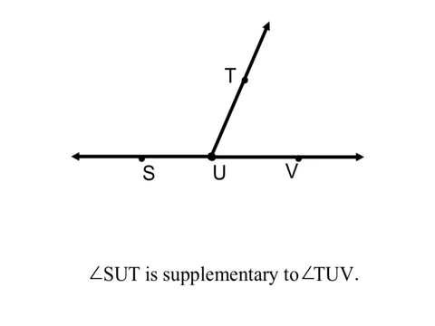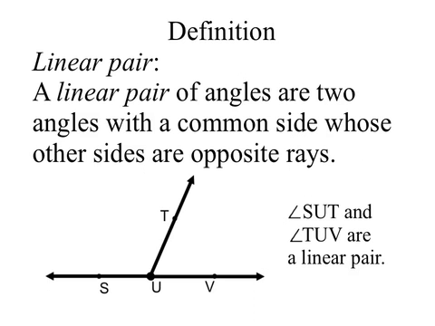Perhaps a more common situation where you'll see supplementary angles is when they're adjacent and together they form a straight line. So we say that angle SUT is supplementary to angle TUV. And those two adjacent angles that form the straight line are known as a linear pair.